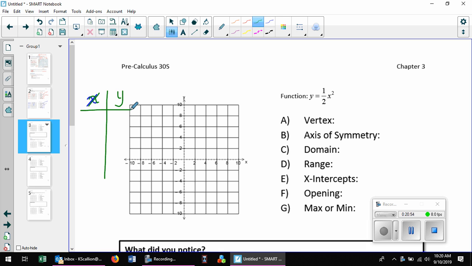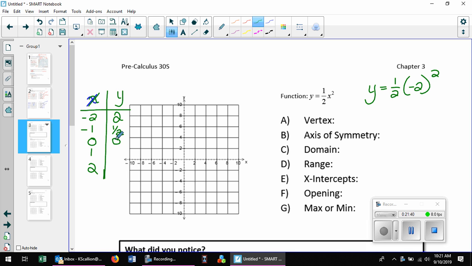All right. So I'm going to pick -2, -1, 0, 1, 2. I'm pretty predictable that way. So now, what am I going to do first? I'm going to square it. So I've got +4. +4 times a half is 2. So -1 squared is +1. +1 times a half is a half. 0? 0.